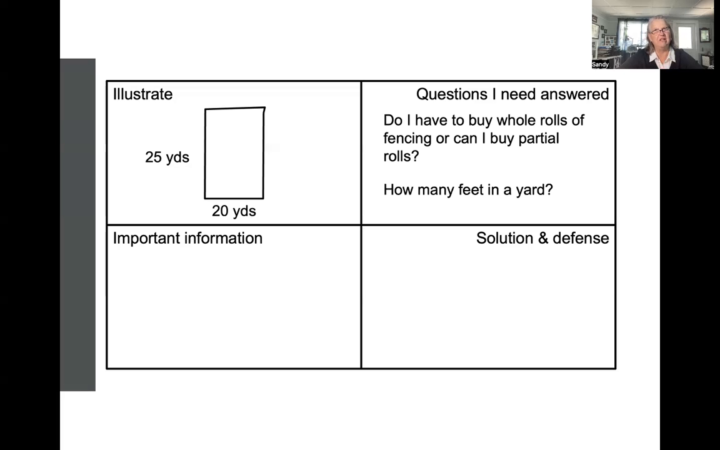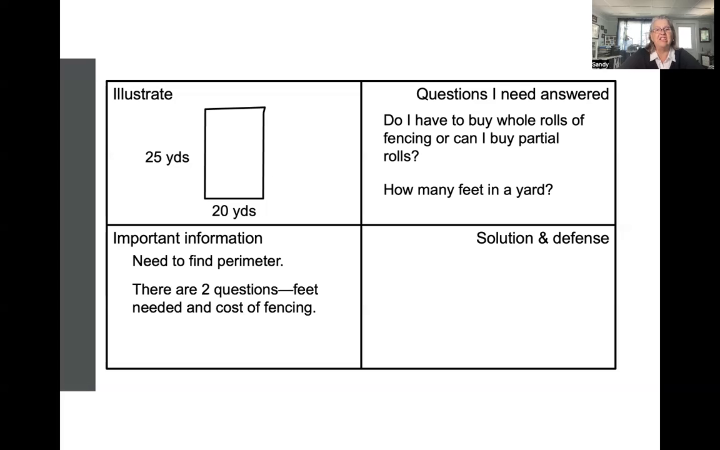Now, important information, it's not restating the problem. It's just as I read it through, what is important for me to remember when I'm solving it? It could be something like I need to find perimeter, not area. Or it's asking 2 questions. I need to figure out the feet that are needed and then the cost of the fencing.